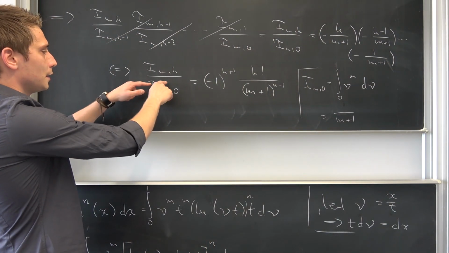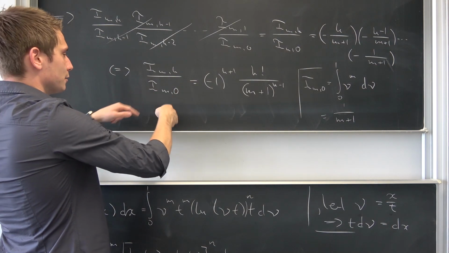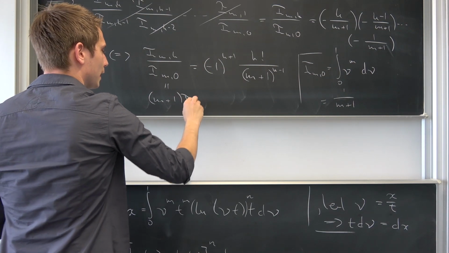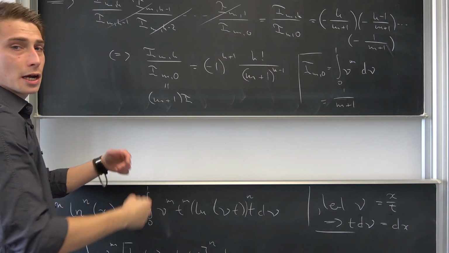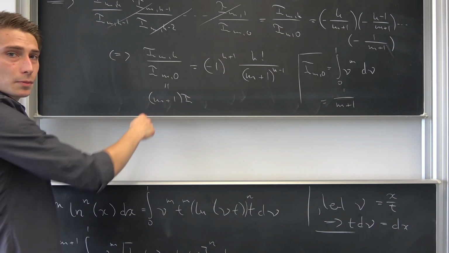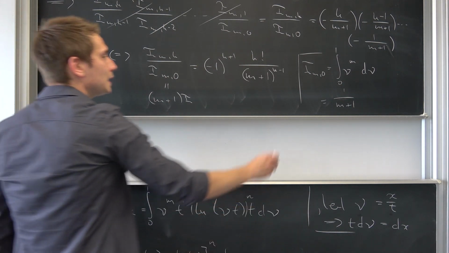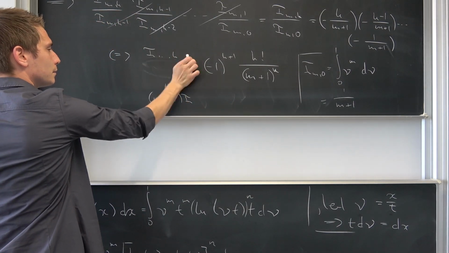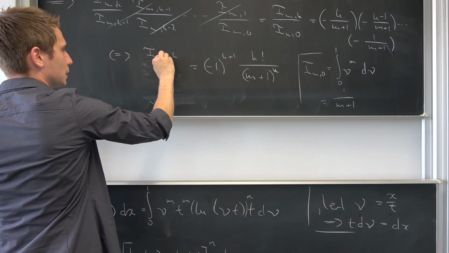Meaning, we thus have m plus 1 times our I. I'm just going to denote it like this. We can divide both sides by m plus 1. It's not equal to 0. Meaning, we are just going to get rid of this negative 1 right here. And this is what we are going to be left with.